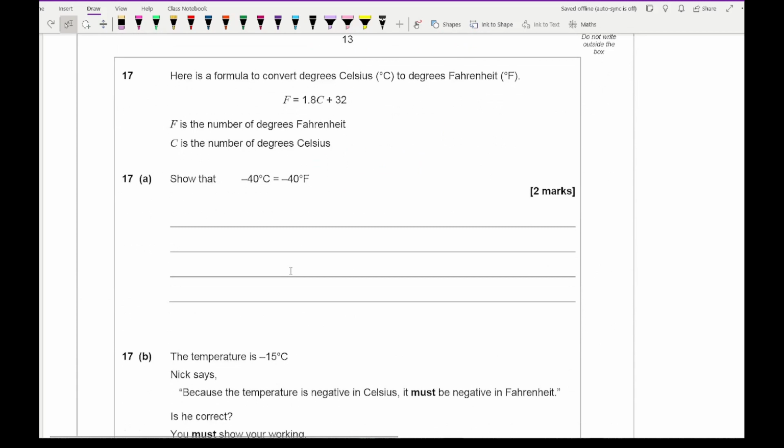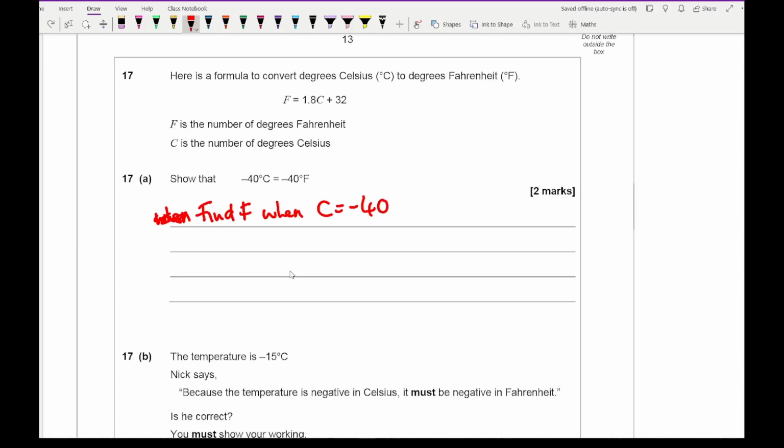Then moving on to question 17, it says that here is the formula to convert Celsius into degrees Fahrenheit, and we've got a formula here. Show that minus 40 degrees Celsius equals minus 40 Fahrenheit. So basically what this question is asking is find F when C equals minus 40.